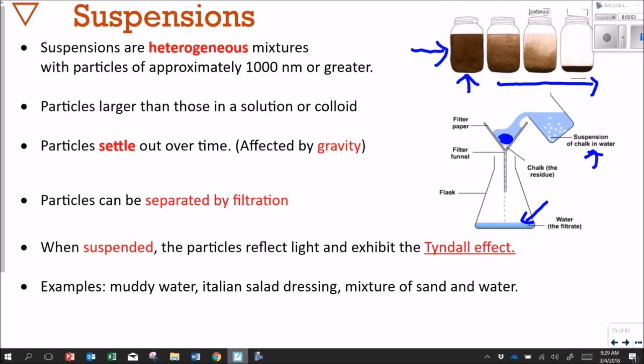When suspended, the particles do reflect light and exhibit the Tyndall effect. So again here, if I shone light through this, it would scatter. But once the particles are settled out, the Tyndall effect will not be observed above the settled particles. Some examples are muddy water, Italian salad dressing, a mixture of sand and water, and many more.